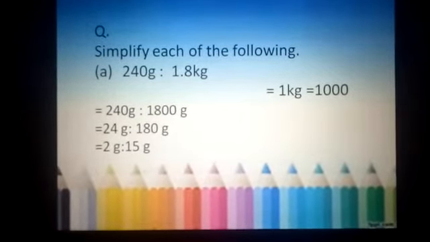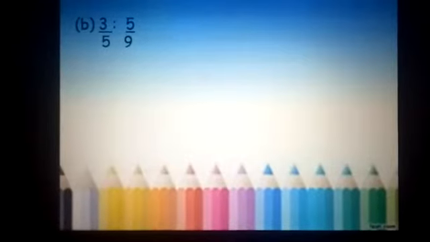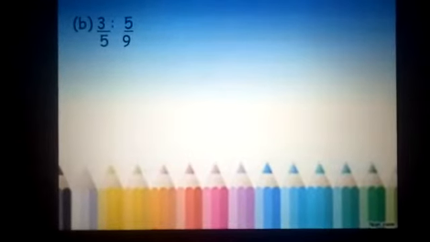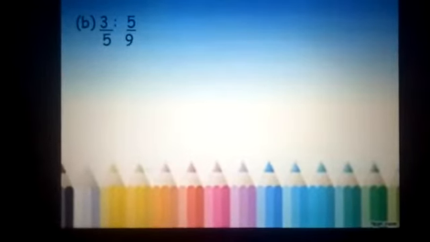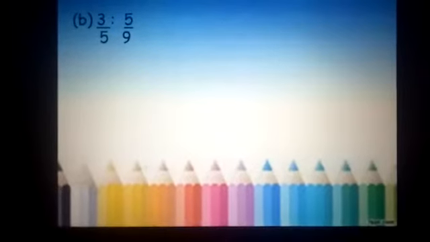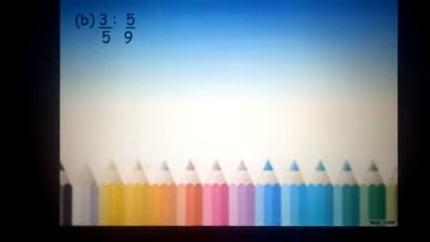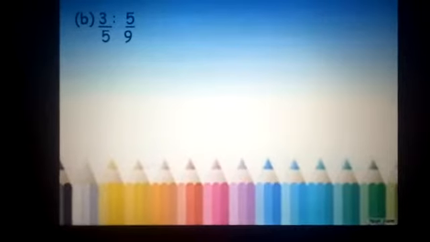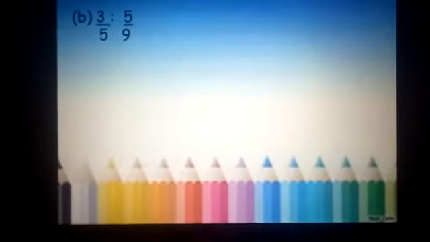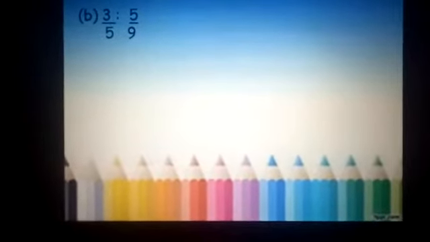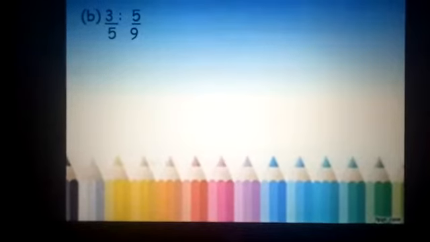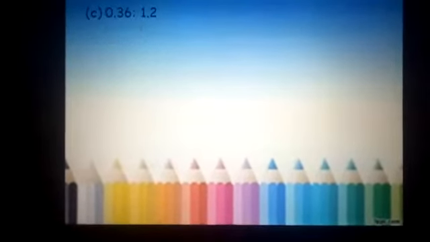Now we will move towards the B part, that is 3 by 5 ratio 5 by 9. To simplify these fractions, we will get the LCM of 9 and 5. After getting the LCM, you will multiply both the ratios with that LCM. Solve this part on your register and send me the clip.